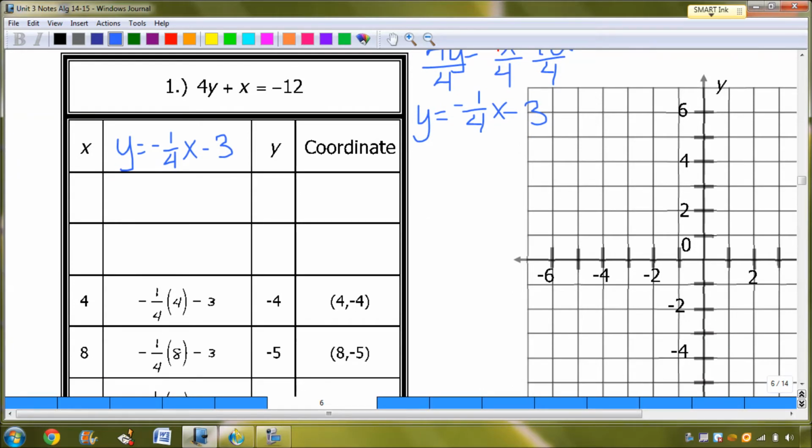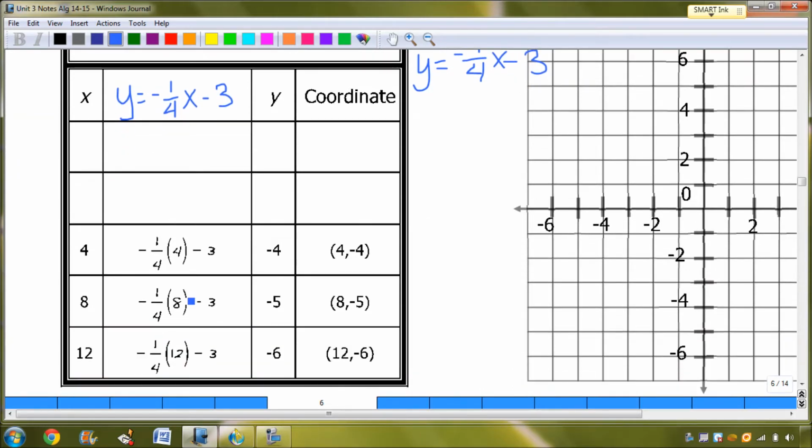In order to graph out my line, I just need to make a bunch of coordinates. So, for example, right here, if you notice that x is 12, and here you have your x value. So what we did here is we figured out what y would be based on the fact that x is 12. So every time I see an x, I replace it with a 12. So it's negative 1/4 times 12 minus 3. Well, negative 1/4 times 12 is negative 3. So you get negative 3 minus 3, which is negative 6. So your coordinate would be 12, comma, negative 6.